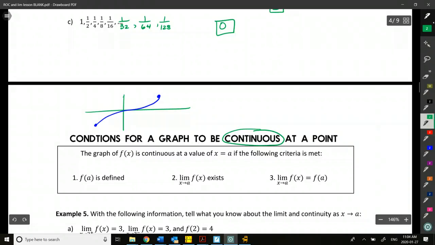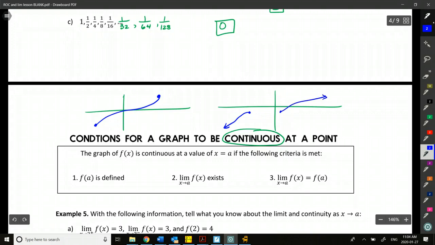But if I have something like this, even if it has arrows on the end, if it has a gap in there somewhere where I have to actually lift my pencil to get to the other piece, that's discontinuous. With the graph that has the asymptotes, is it piecewise? It's not really a piecewise function, it's just a function that would be discontinuous.